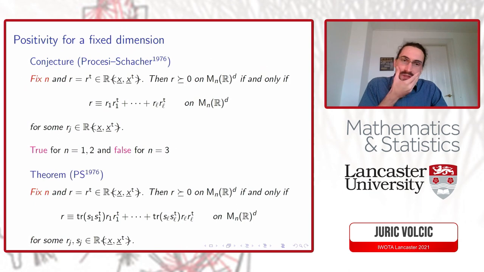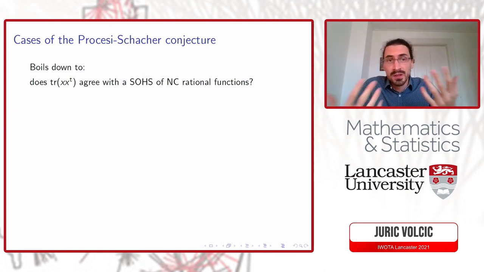Nevertheless, not everything is lost. What Procesi and Schacher actually proved was the following: a rational function is n-positive if and only if you can write it as a sum of Hermitian squares and traces of Hermitian squares, so that it agrees on n times n matrices with an expression of this form. One direction should be obvious: if R agrees with an expression of this form, then it's going to be n-positive because squares are positive and traces of squares are positive. Comparing the conjecture and the theorem, the question is whether you can replace traces of Hermitian squares with sums of Hermitian squares.